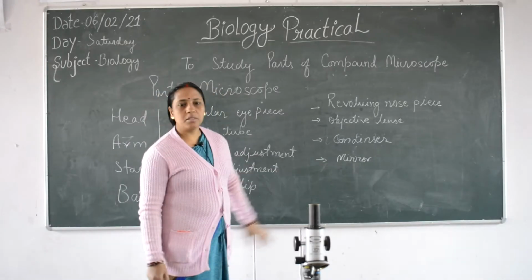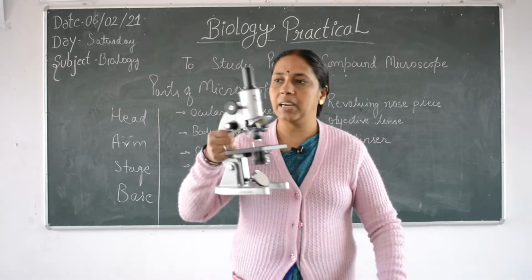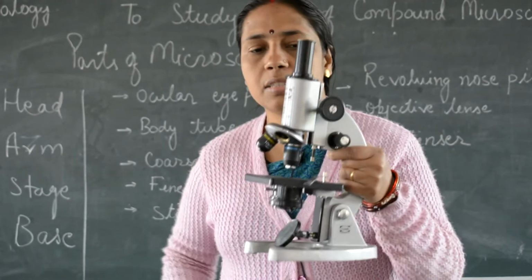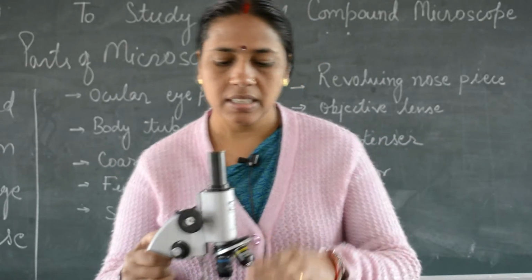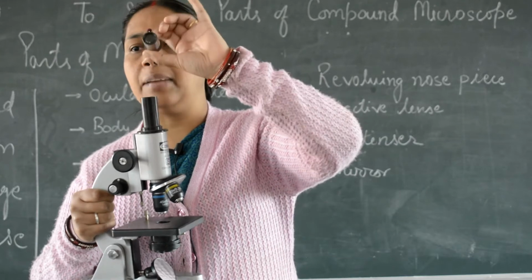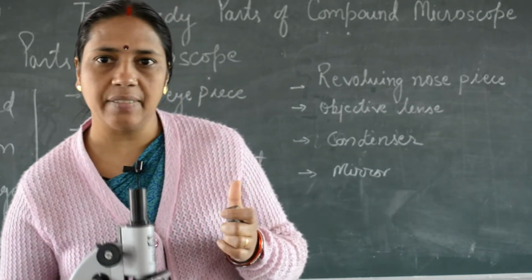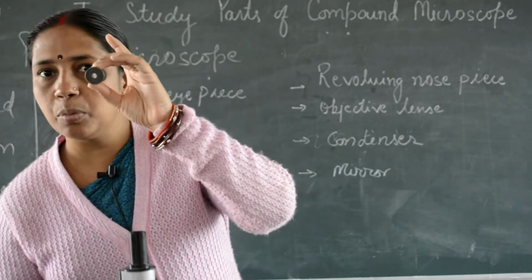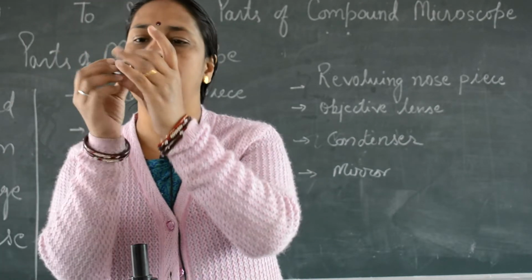Now I am going to tell you about the parts. Practically I am going to show you all the parts. You can see this microscope is known as the compound microscope. Here we have the eyepiece. What do we call this? Eyepiece. The eyepiece has lenses on both sides. Here we have a lens and this side also we have a lens.